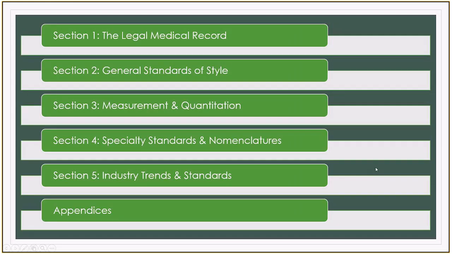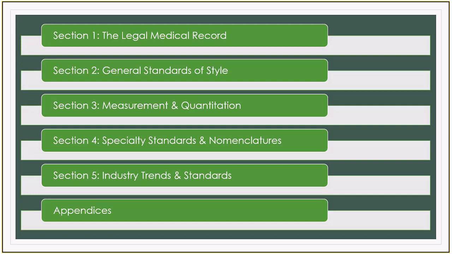The book of style is split into sections, and then within those sections there are chapters, which we'll go over in a little bit. But the basic sections are section 1, your medical legal record. That will talk about types of reports, editing the record, privacy, security, and so on. Section 2 is your general standards of style. That's your punctuation and grammar section.